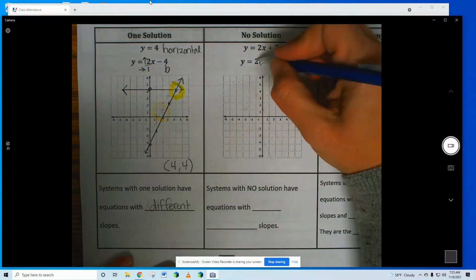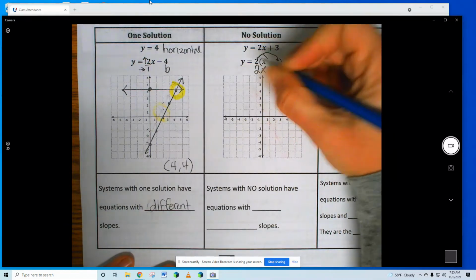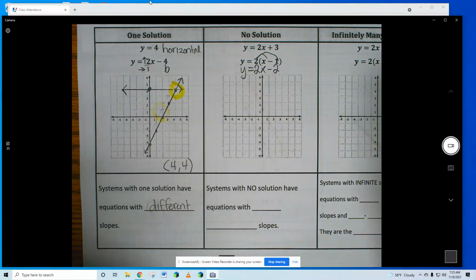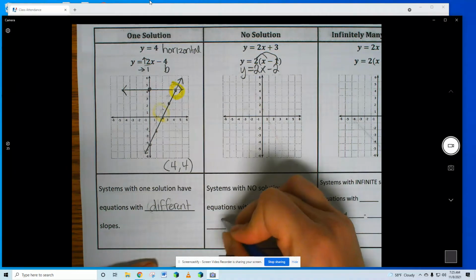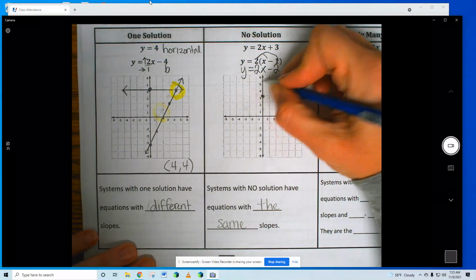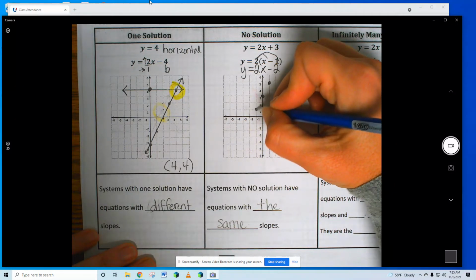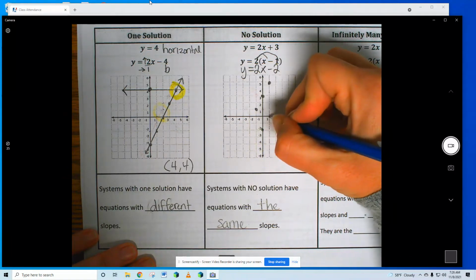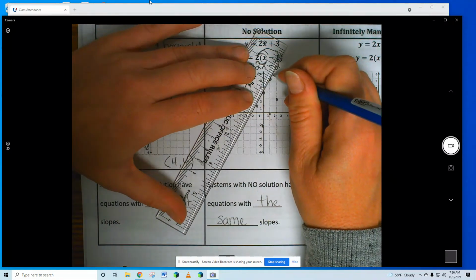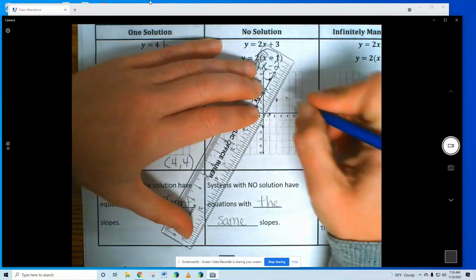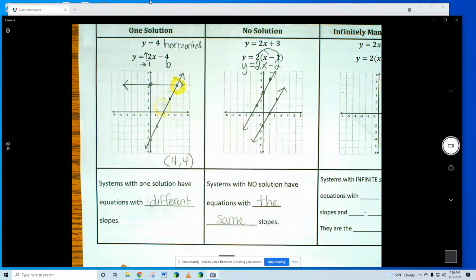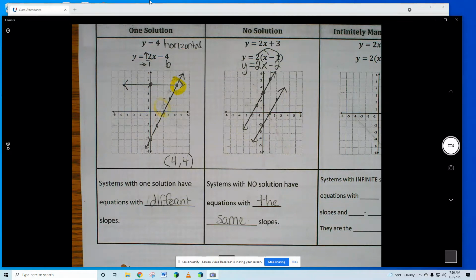No solution. I have to distribute first. If I have the same slope, then the lines are never going to touch. If the lines don't touch, they're never going to have a solution. If they're parallel lines, they never have a solution. No solution. Parallel lines.